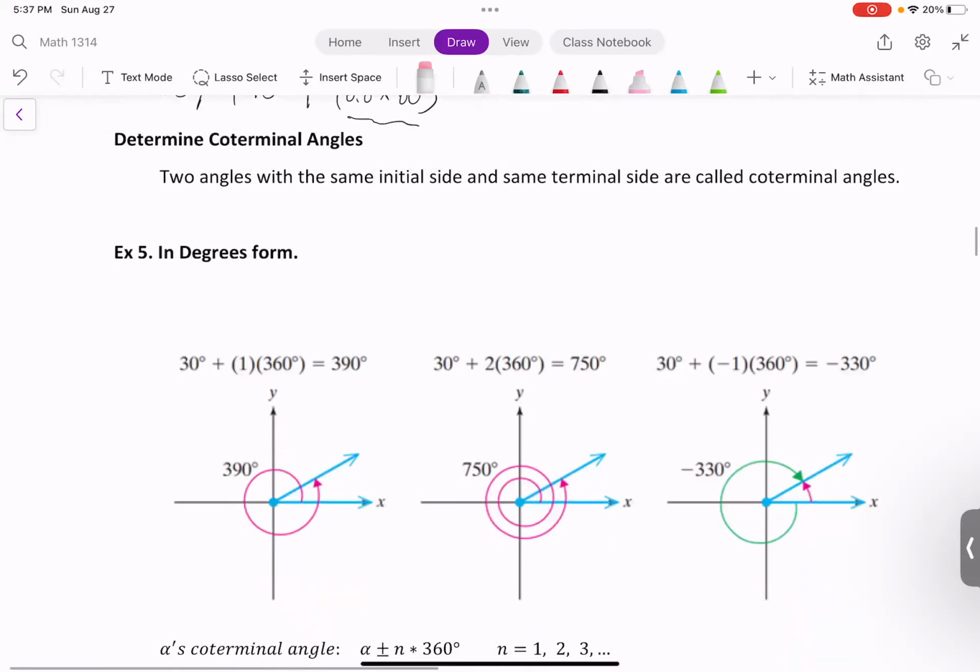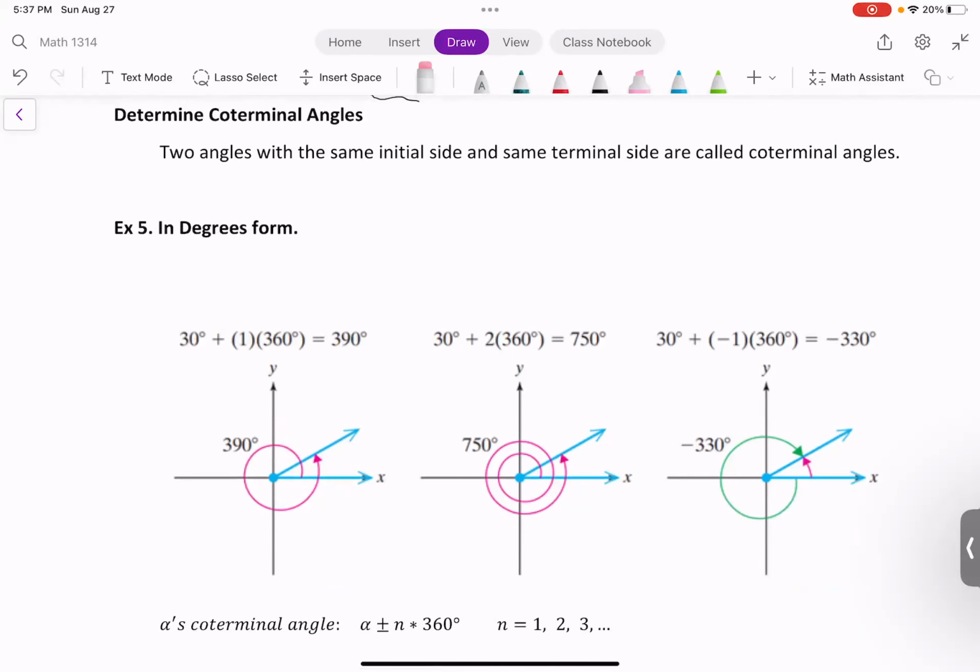All right, let's see. The next part is determining coterminal angles. What are coterminal angles? This is the definition: two angles with the same initial side and the same terminal side are called coterminal angles.